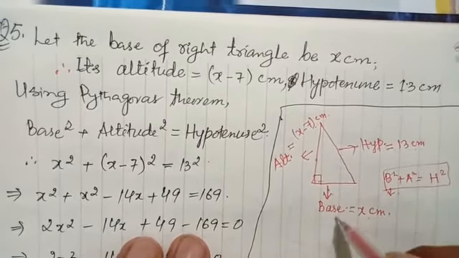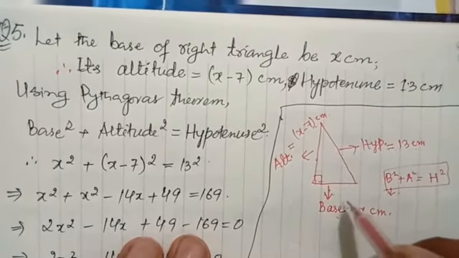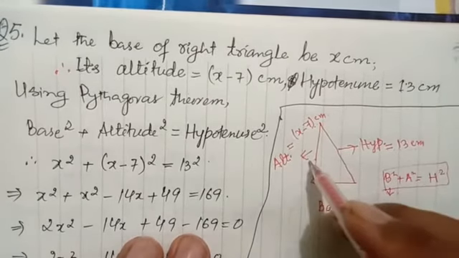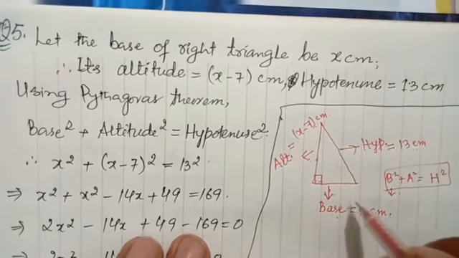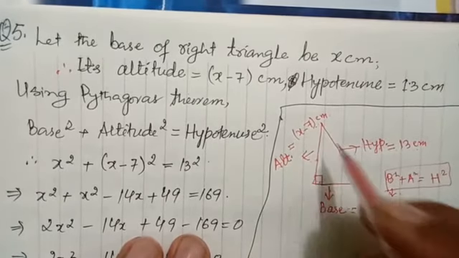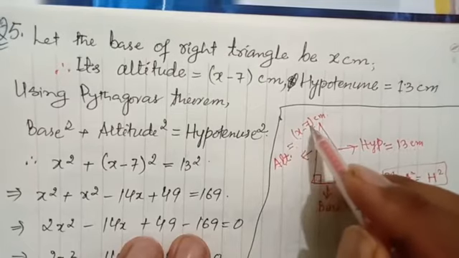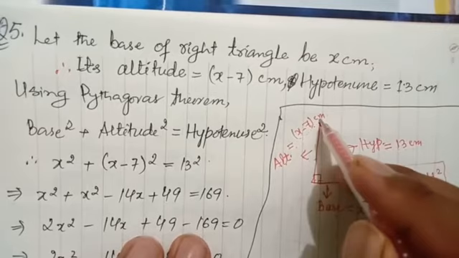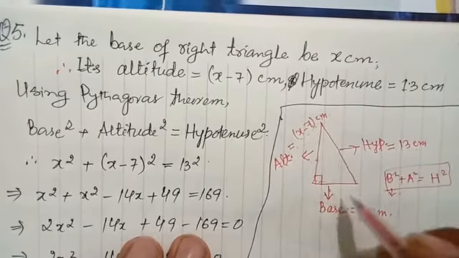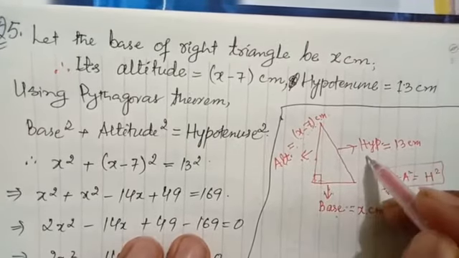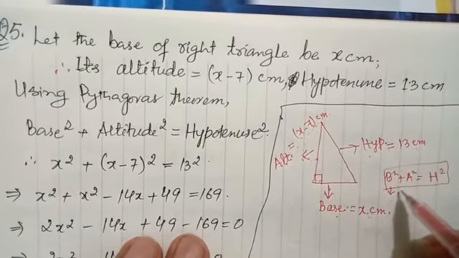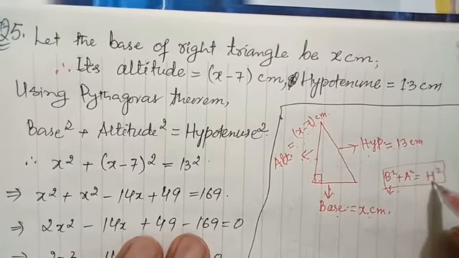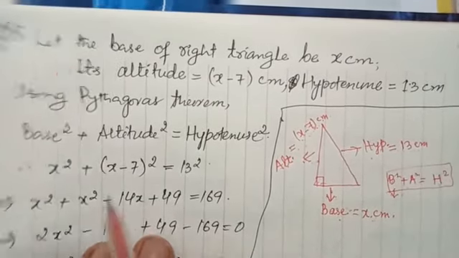Let the base be x centimeter. Base is not given in the question, so we will consider it x centimeter. And altitude is 7 centimeter less than the base. That means altitude will be x minus 7. If base is x centimeter, altitude will be x minus 7 centimeter. Now we know the three sides: base, altitude and hypotenuse. We can use the Pythagoras theorem, that is base square plus altitude square is equal to hypotenuse square. Now look at the solution.